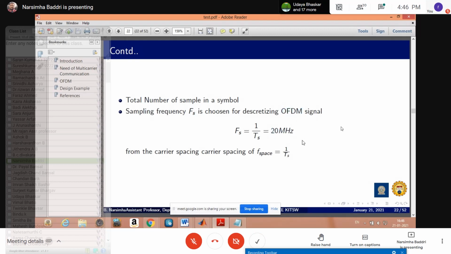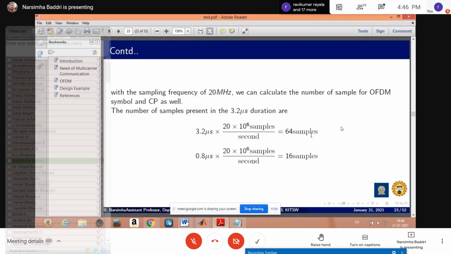So in general, whatever bandwidth you have chosen for this type of bandpass data transmission, say 20 megahertz bandwidth, the sampling frequency is chosen as 20 megahertz. So 20 mega samples per second. So a 20 megahertz sampling frequency is chosen for discretizing this OFDM signal. Now we will calculate the numerical values of each and every segment.